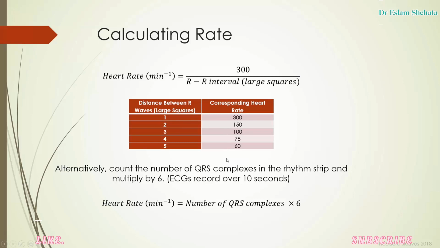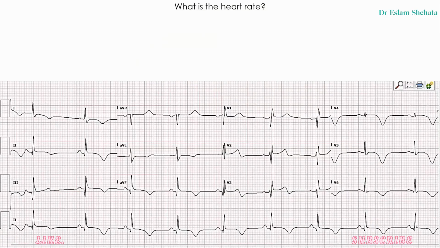Alternatively, and I think it's much simpler, just count the number of QRS complexes in the rhythm strip along the bottom. Now, the whole ECG is 10 seconds long, so if you multiply it by 6, that gives you 1 minute. I'd say this is much simpler, mostly because I think division is hard, but it really is important to know both ways.